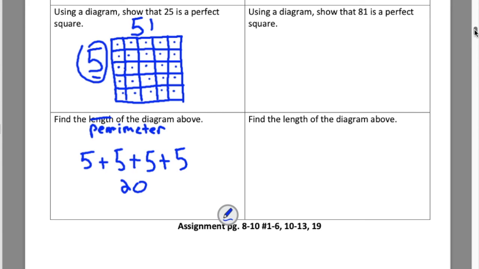All right, you guys can pause the video here, and you can go ahead and try the you try questions for the number 81 and find the perimeter of it in the question below.